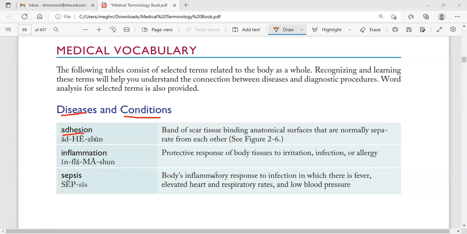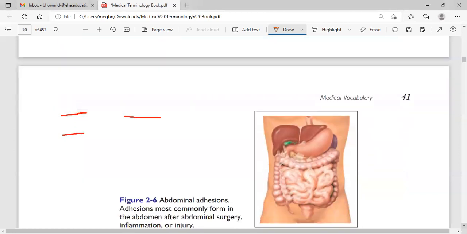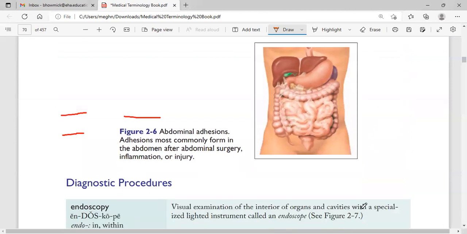Sepsis means the body's inflammatory response to infections, in which there is a fever or elevated heart and respiratory rate and low blood pressure. What next? So here we see abdominal adhesions. Adhesions most commonly form in the abdomen after abdominal surgery, right? Inflammation occurs after injury.